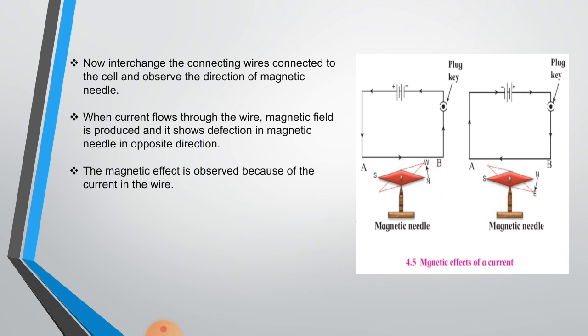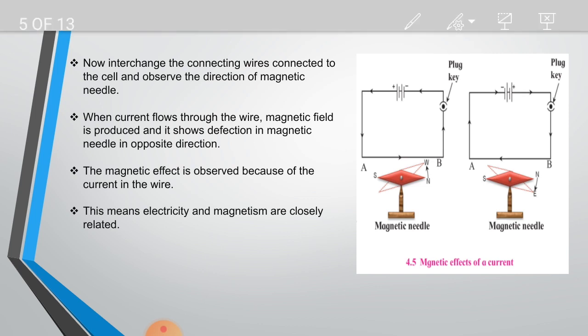जब वायर में करंट होगा तभी तो मैग्नेटिक इफेक्ट ऑब्जर्व हो जाएगा. This means that electricity and magnetism are closely related to each other. They are closely related to each other. Electricity and magnet are closely related to each other.